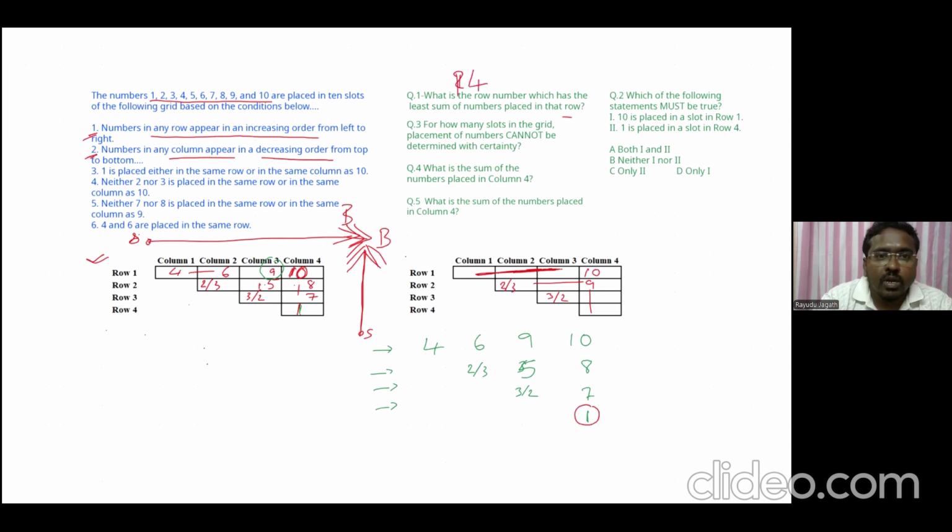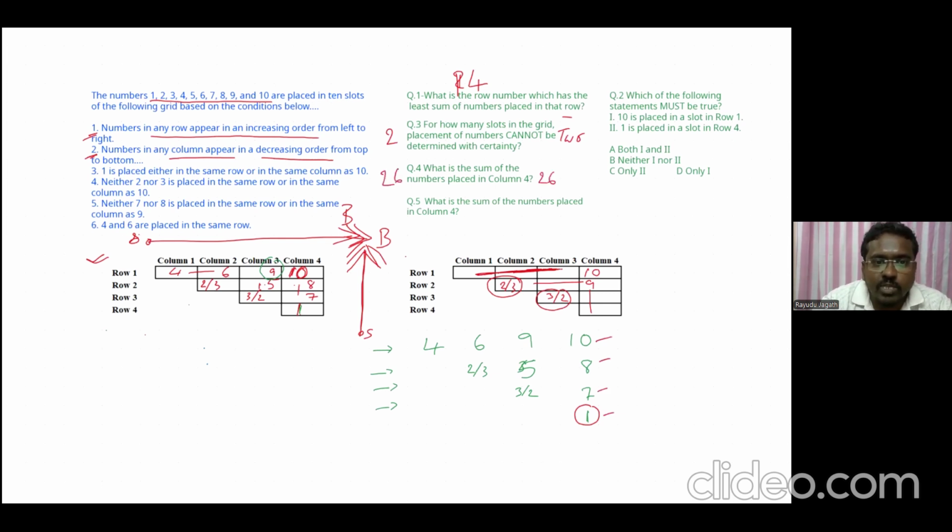Question number 3: for how many slots in the grid can the placement of numbers not be determined with certainty? Two slots in the grid, this is 2 by 3 and this is 3 by 2. So the answer is 2. Next: what is the sum of the numbers placed in column 4? Column 4, what are the numbers? 10, 8, 7, 1. 7 plus 1 is 8, 8 plus 8 is 16, plus 10 is 26. So the answer for question number 4 is 26.